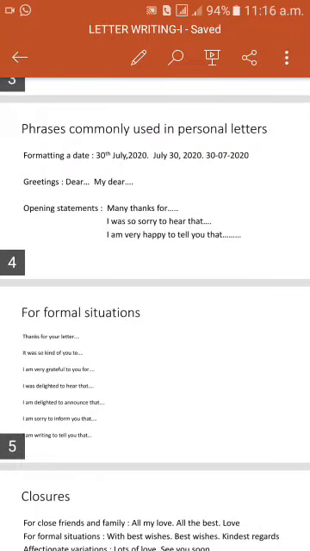You can also write, I was so sorry to hear that your father passed away last week. I was so sorry to hear that you fell sick last week. I was so sorry to hear that you met with an accident.